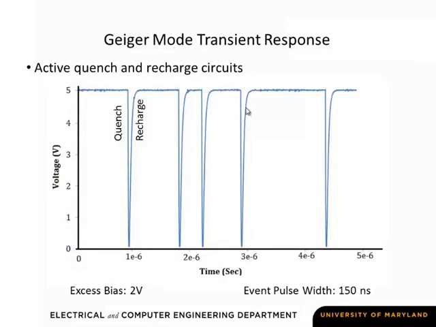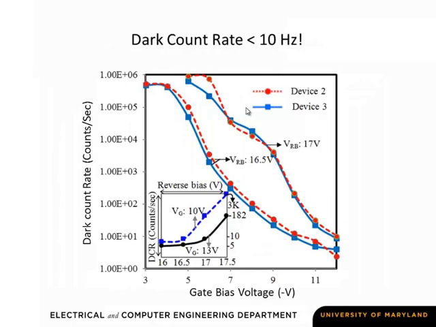Okay, and here's just a trace. So now I'm switching from the IV measurements using a bare device to Geiger mode transient responses, and I'm going to show you some dark count measurements. So this is the dark count rate.